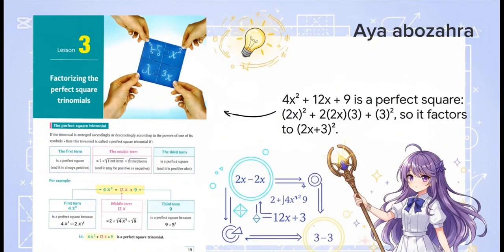Let's check it out here. We have 4x squared. Yep, that's just 2x squared. How about the 9? That's 3 squared. Okay, now for the big test. What's 2 times 2x times 3? It's 12x. It fits the pattern perfectly. So it factors instantly into 2x plus 3 squared. No guesswork, no trial and error, just clean and fast.